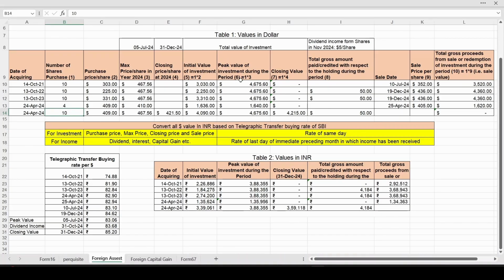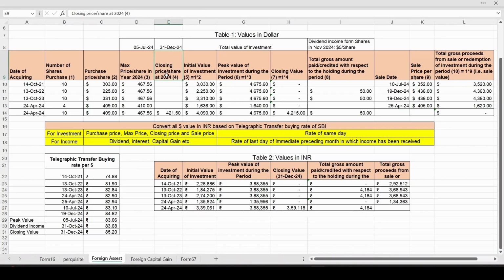In FA we will require the peak value of investment and for that first we will mention the max price per share during the holding period in calendar year 2024. So for the first entry, the holding period in calendar year 2024 is 1st Jan 2024 to 10th of July 2024. So the max price would be this on 5th July 2024 and the same is applicable for the second, third and fifth entries. For the fourth entry, our holding period is very short, from 24 April to 25th April. So our max price would be $410 per share on 24th April 2024.